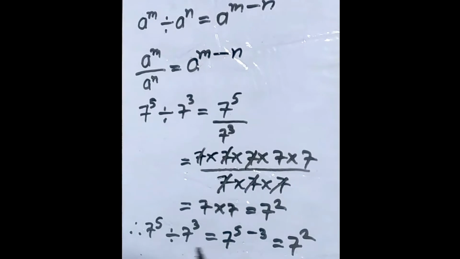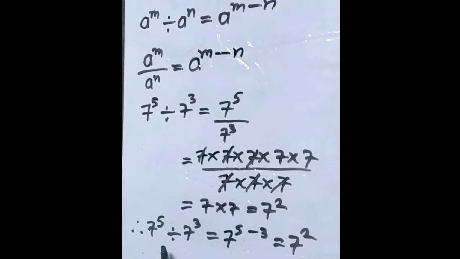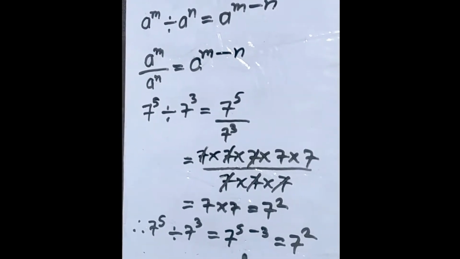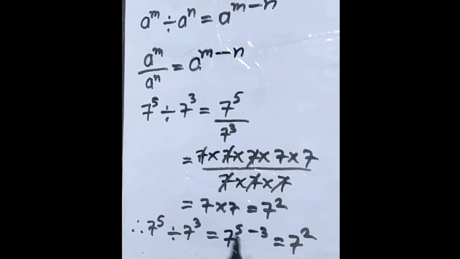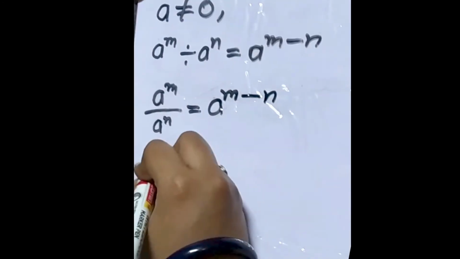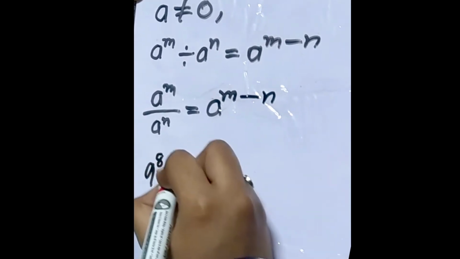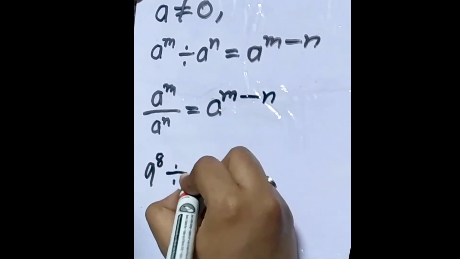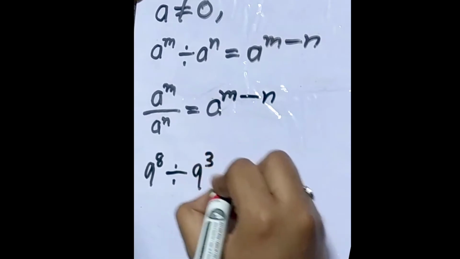That is, if the base is the same and there is a division sign in between, then we can subtract the indices. First we should write the index of the numerator minus the index of the denominator. We will see this example: 9 raised to 8 divided by 9 raised to 3.